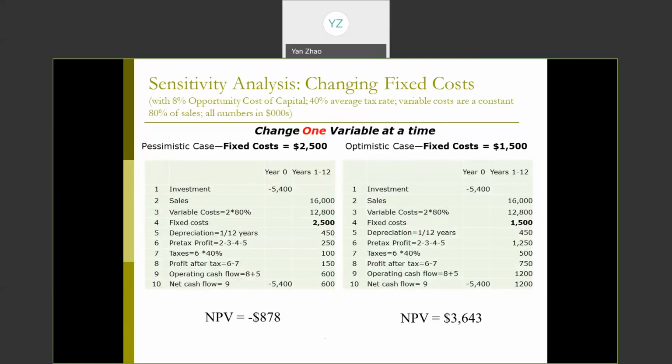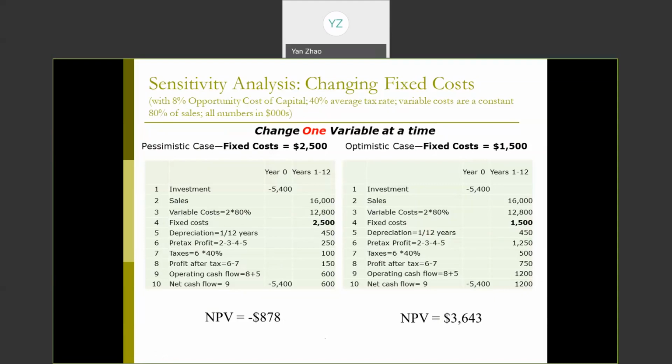Now the question is, shall we do it? Because at the end of the day, you have to make your decision. You either take on the project or not. You cannot say, okay, I'm still thinking about it. You can't do that, right? So what should you do? In the pessimistic case, you should not take the net present value. In the optimistic case, you always take it. So what is your decision at the end of the day?